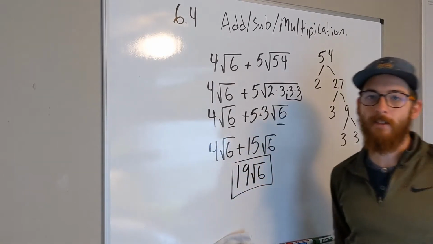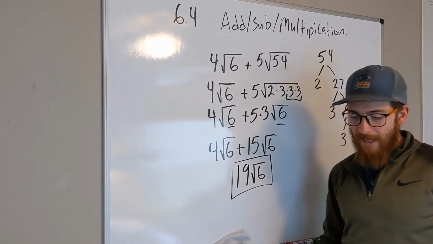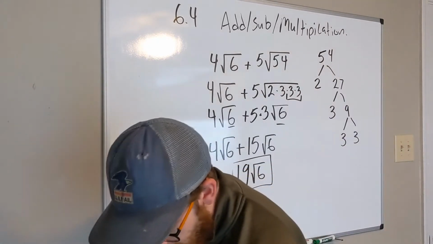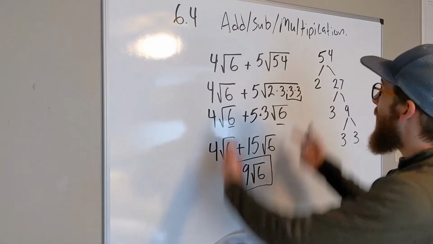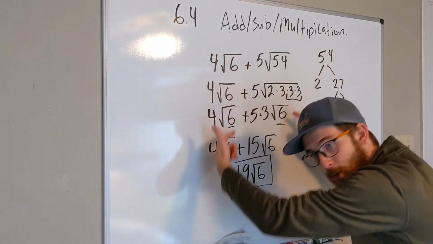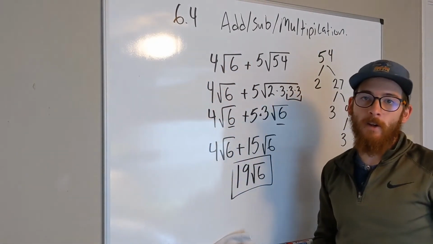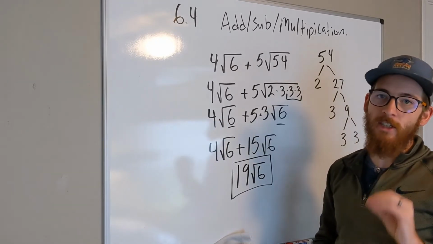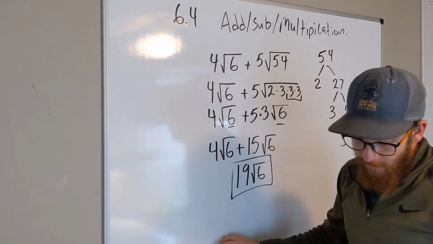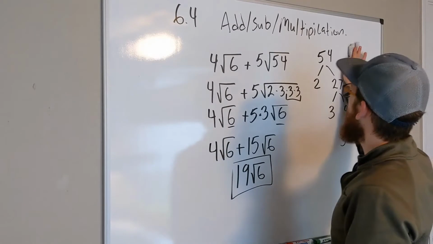of 6. Okay? So that's really it for addition and subtraction. All you have to do is make sure the insides are the same. Addition, subtraction, inside must be the same.